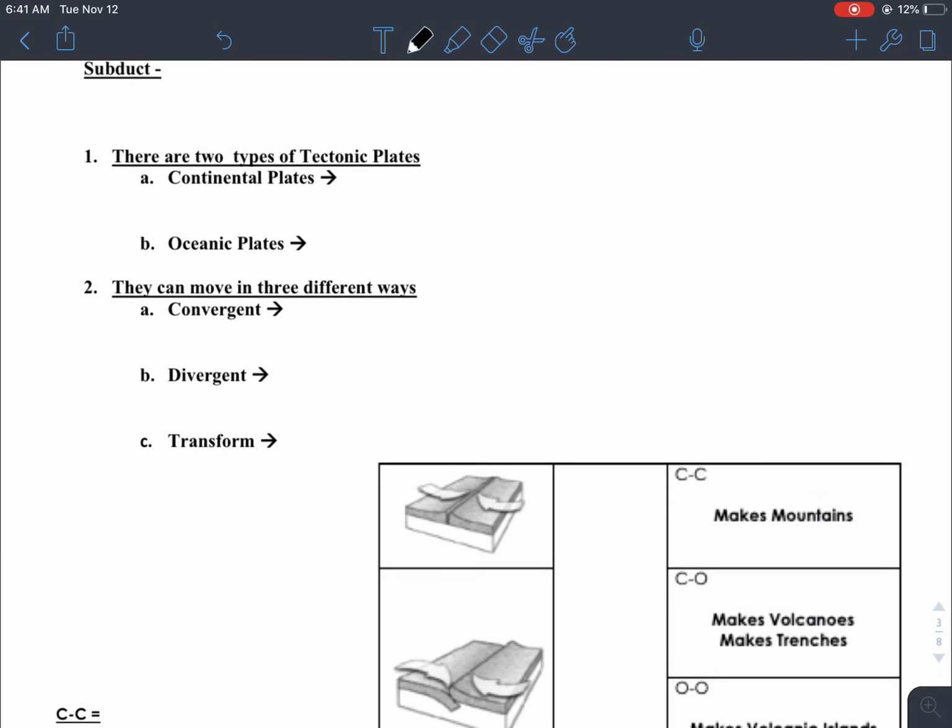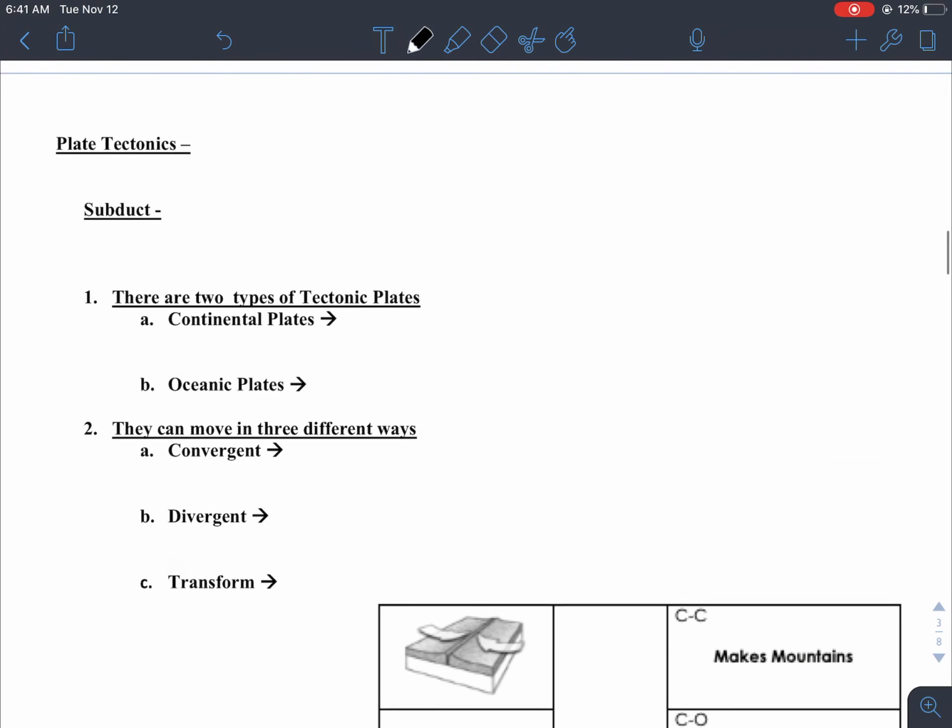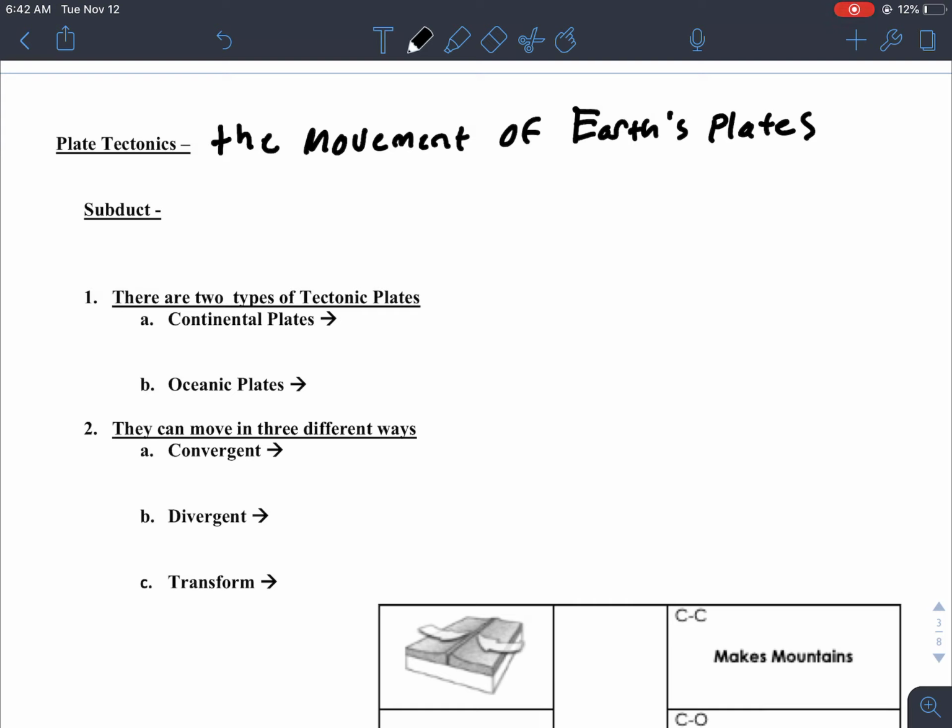We can start up top at plate tectonics. That's where I want us to start. When you see up here at plate tectonics, what I want you to write is the movement of Earth's plates. So like in the video you watched right before this, we talked about how Earth can be split up into all these different plates. That's not one big piece of land. It's all these tiny pieces that are constantly moving. And plate tectonics is what we refer to as the process of these plates moving, okay? So plate tectonics means Earth's plates are constantly moving, all right?